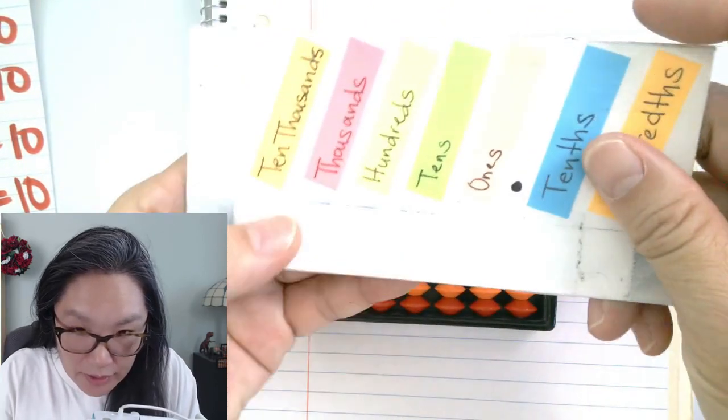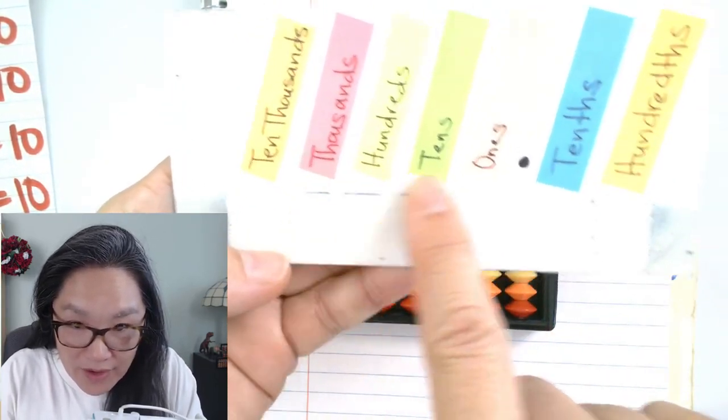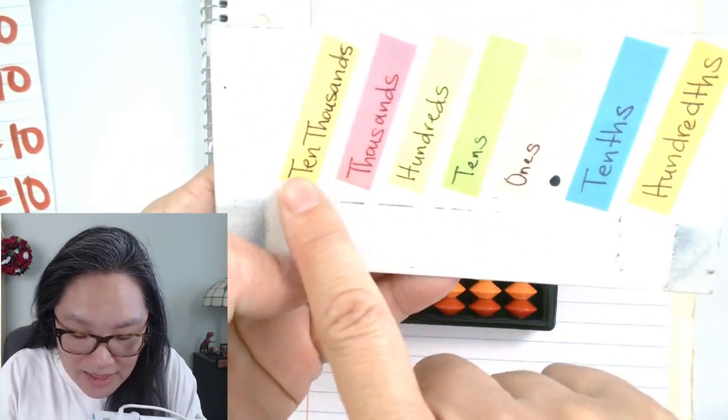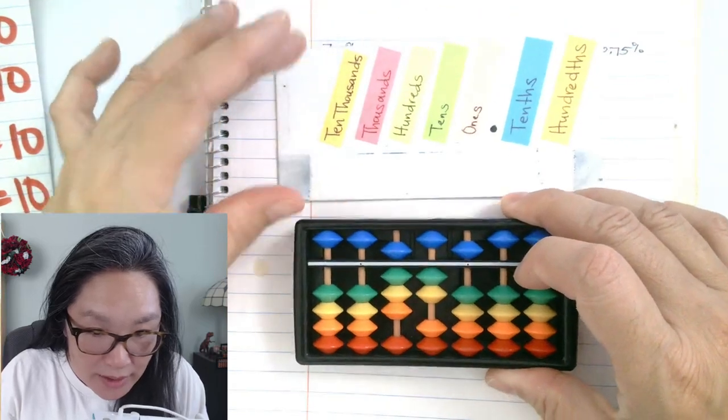So when we look at it, just as we have our place values, ones, tens, hundreds, thousands, ten thousands, how do you subtract and add using the abacus?